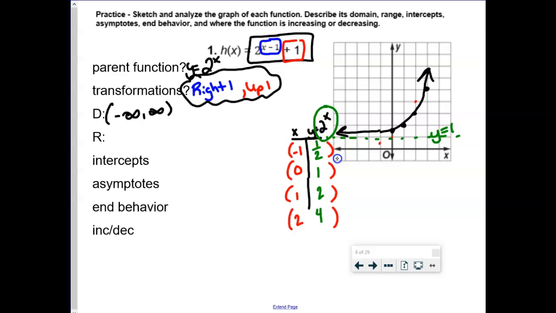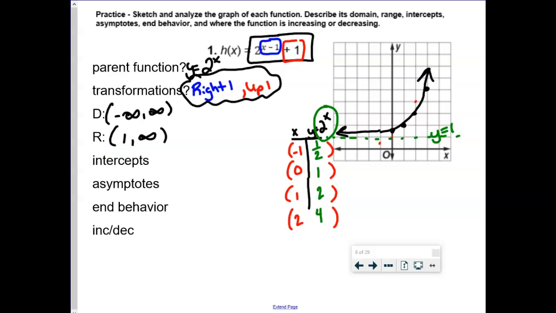This particular one, however, has a range that's no longer at 0. Remember, everything got shifted up 1. So your range goes from 1 to infinity. Please notice that I used a parenthesis on the 1 because that's the location of the asymptote. So you're not actually getting there.